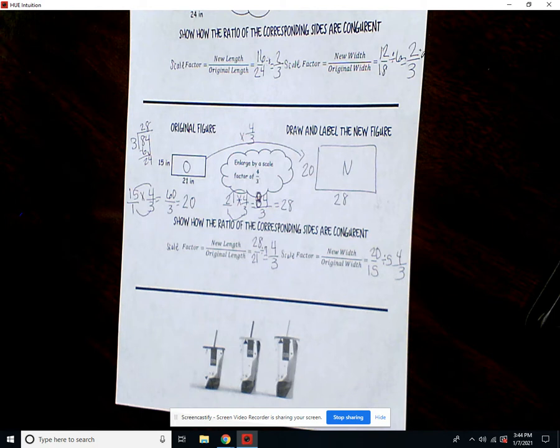Okay, so I wanted to go over scale factor because we're going to see some on our test, and we're going to see a few more questions like this on our homework. Not tonight, but next week.